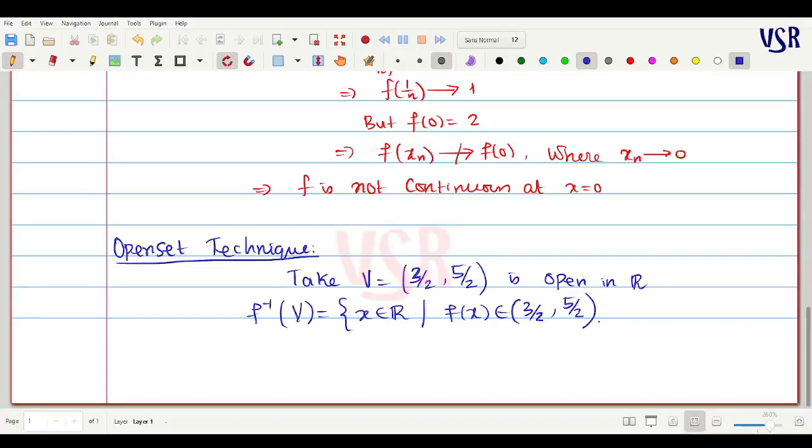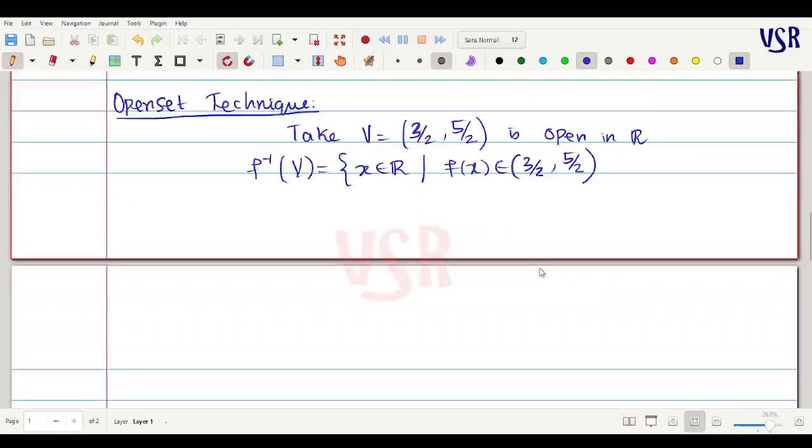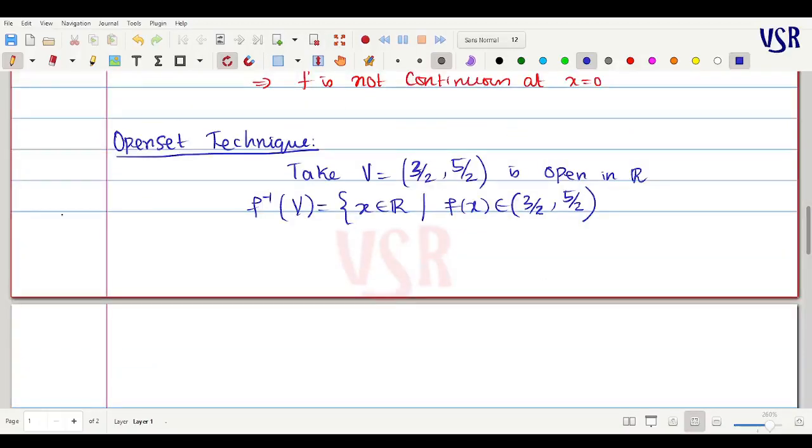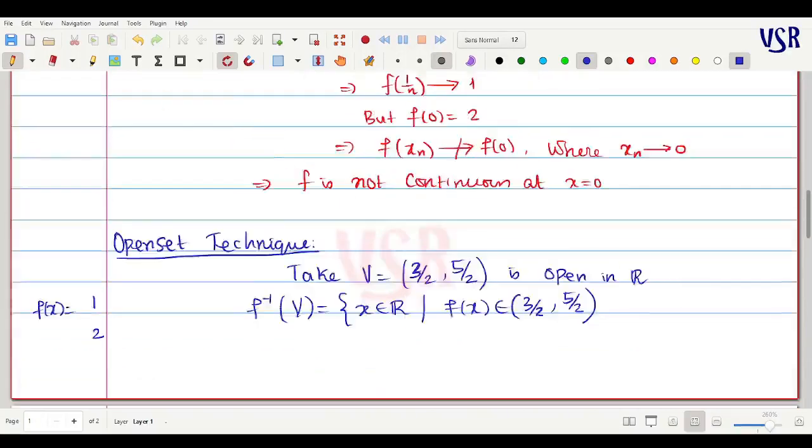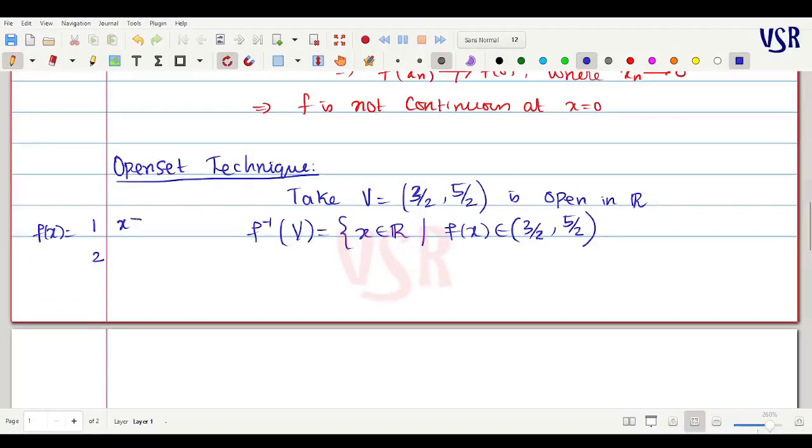Note that f will take the value f of x equal to either 1 or 2. When is it 1? It is 1 if x is strictly greater than 0, and 2 if x is less than or equal to 0. So in this interval, what do we get? Only 2 lies between 1.5 and 2.5, so only 2 is possible for f of x here.